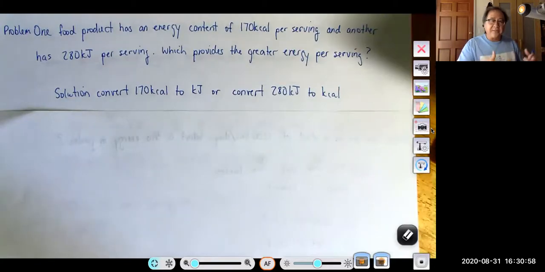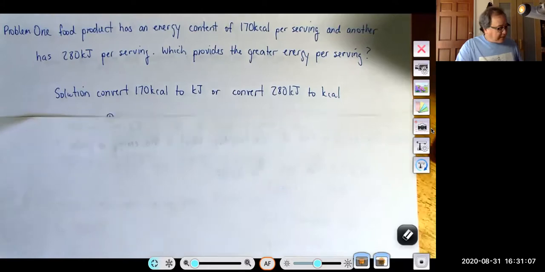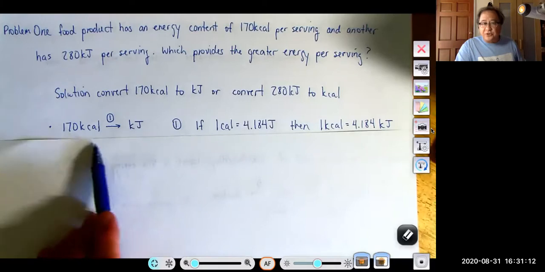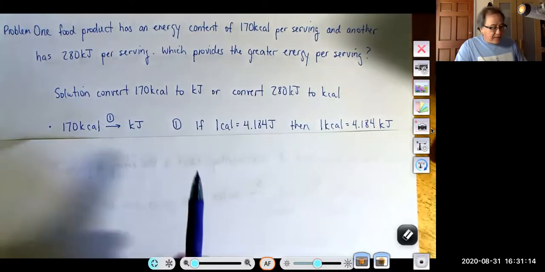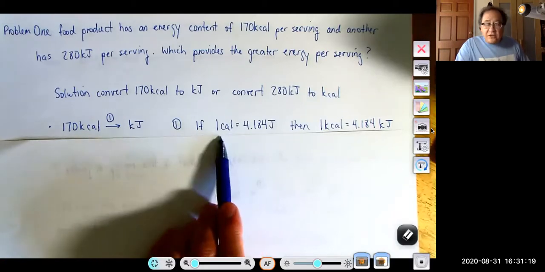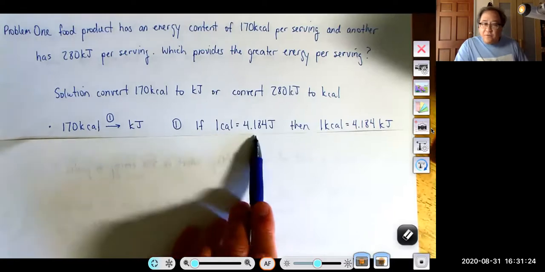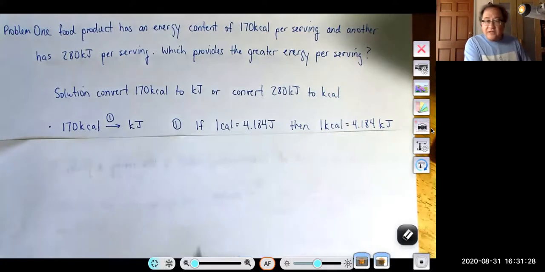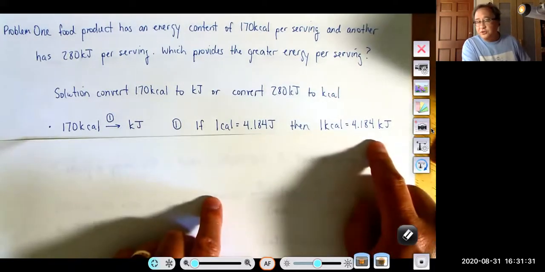Now, this seems like it's going to be a complicated problem because we have kcals and kilojoules, but we don't have cals and joules like we're used to. But we can overcome this pretty easily. And here's the idea. We're going to convert 170 kcals to kilojoules directly because if 1 cal is 4.184 joules, then 1 kilocal, 1,000 calories, is 4.184 times 1,000 joules. So in other words, 1 kilocalorie is equal to 4.184 kilojoules.